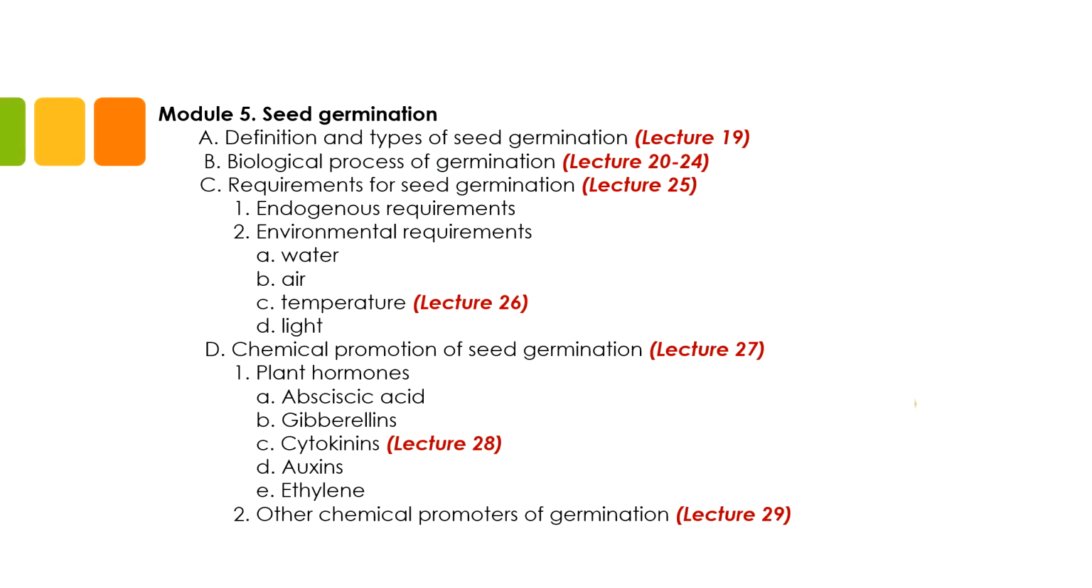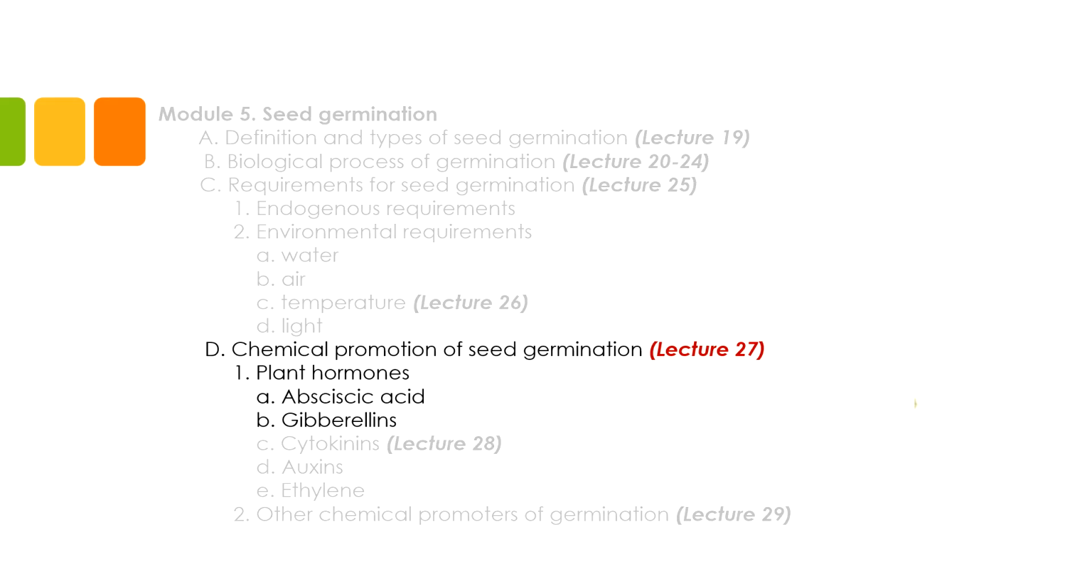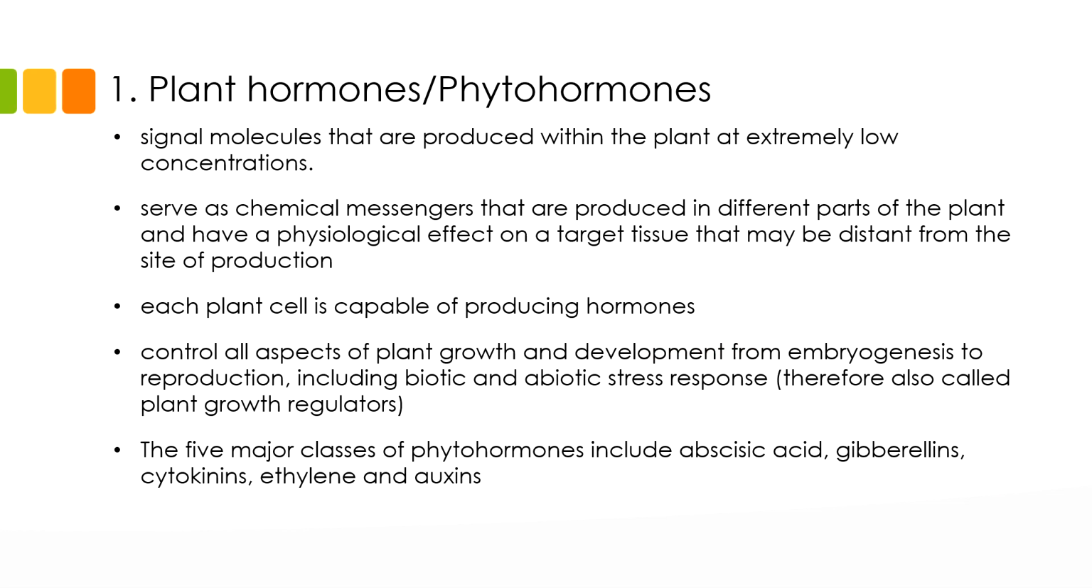Following our discussion on endogenous and environmental requirements for seed germination, we will now shift our focus to various chemical means of promoting germination in seeds. We will begin with the plant hormones abscisic acid and gibberellins. First, we need to understand what plant hormones are.